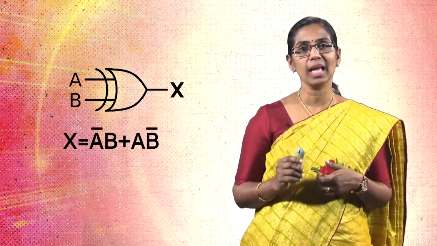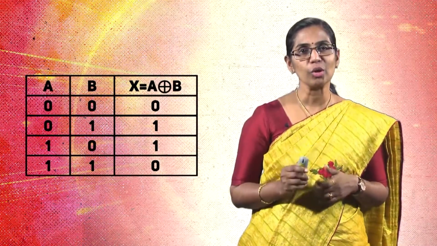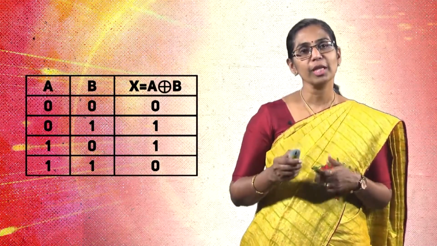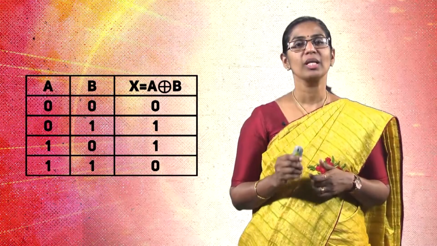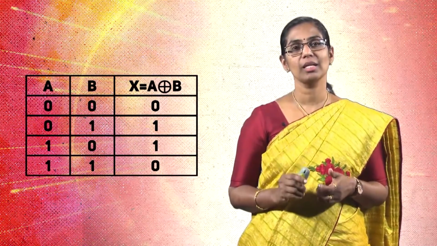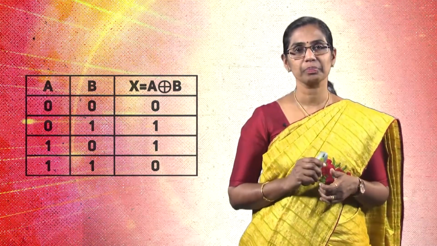The logical expression for Exor gate is X equal to A complement B plus AB complement. The XOR operation can be represented using an encircled plus symbol. The output values for various input combinations are presented in the truth table. For the inputs AB 0 0, the output is 0, and for the next two cases, when A and B are 0 and 1 or 1 and 0, the result is 1, and in the last case, when A is 1 and B is 1, the result is 0.